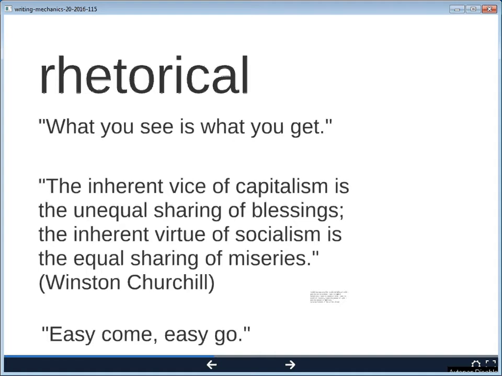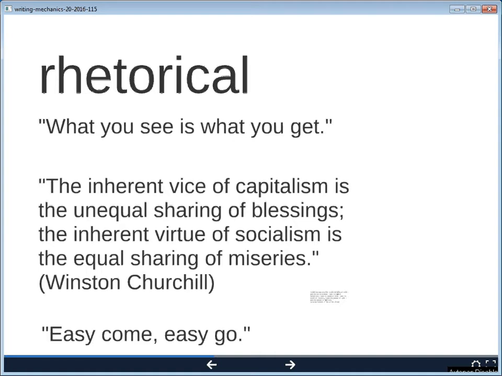Another example, this Winston Churchill quote, which who knows, may or may not be a Churchill quote. There are many fake Churchill quotes online. The inherent vice of capitalism is the unequal sharing of blessings. And the second part, the inherent virtue of socialism is the equal sharing of miseries. We're familiar with a lot of these parallel constructions in, like I said, aphorisms or common sayings.